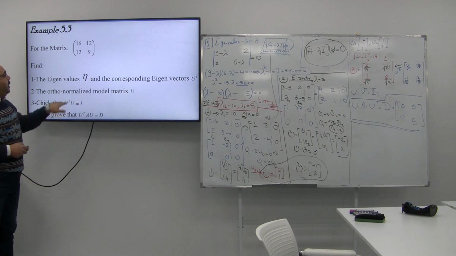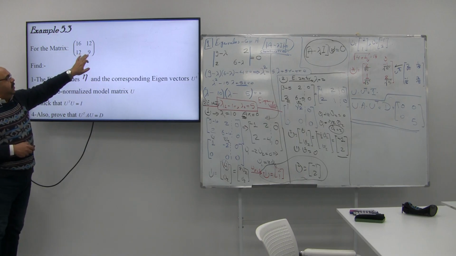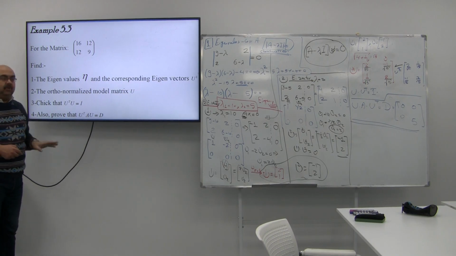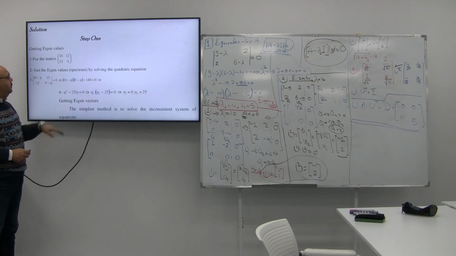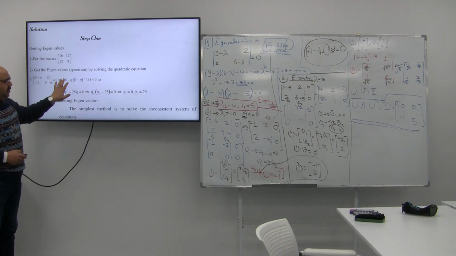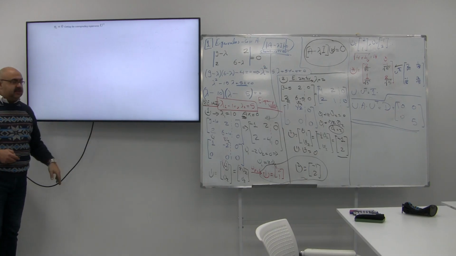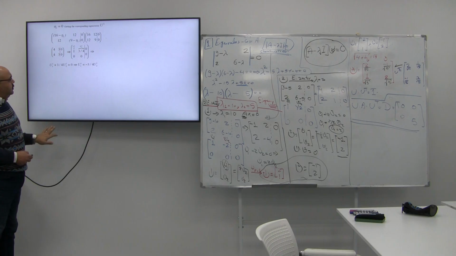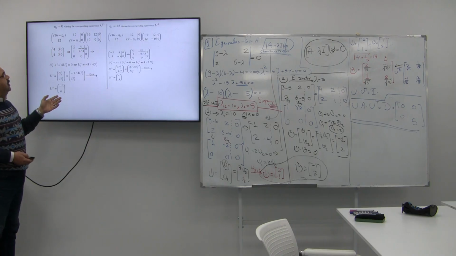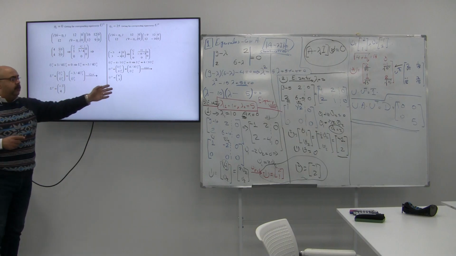Also, you have another problem, 16, 12, 12, and 9, also a symmetric matrix, and so on. Exactly the same. You can go through them. This is the quadratic equation. Solving it, it's 0 and 25. The eigenvector corresponding to 0 is going to be similar, and this is negative 3 and 4. The eigenvector corresponding to 25 is going to be 4 and 3.